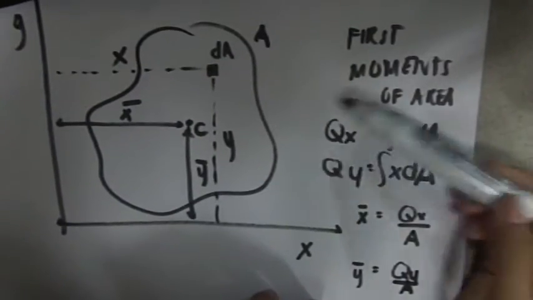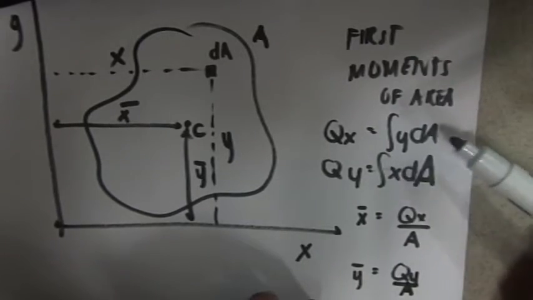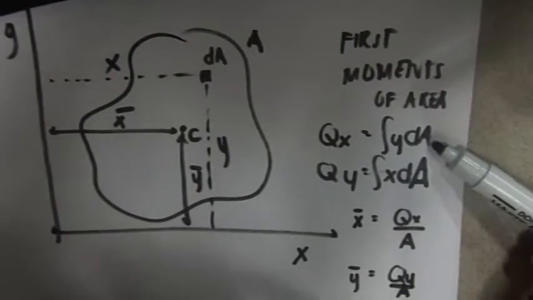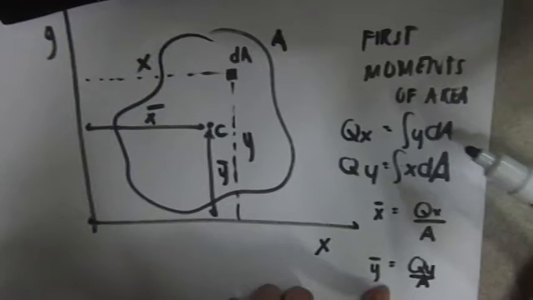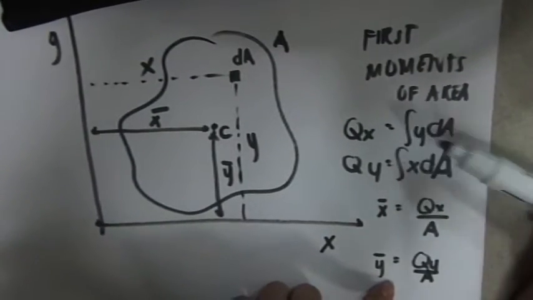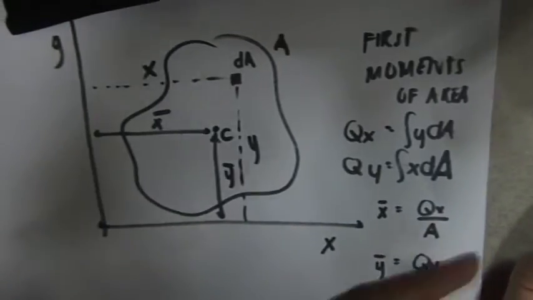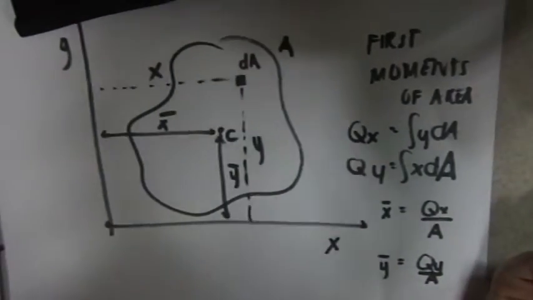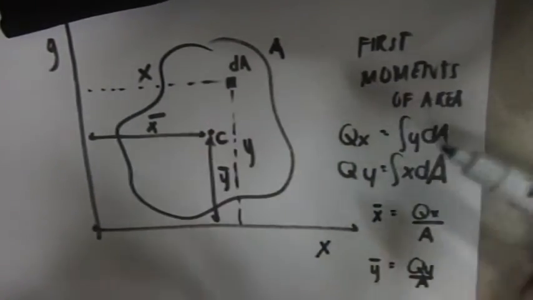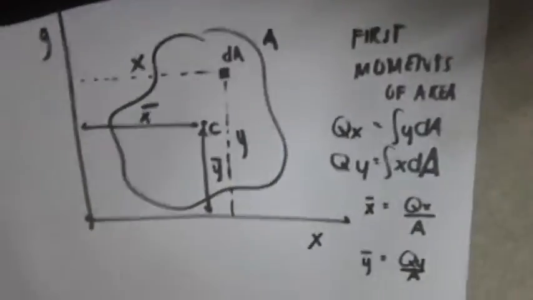We can see here that when the dA is integrated, it's going to be y times the area, which will give you a unit of L cubed, L being meters, feet, inches, and so on. So there, we have the first moments of area. I hope you keep these in mind.